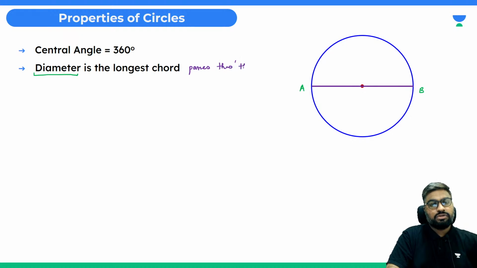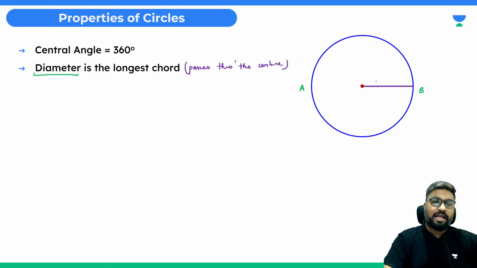Passes through the center. Clear? So a chord that passes through the center becomes the diameter. Hi Pragya. बढ़िया, clarity मिल रही है guys यहाँ पे? Yes. Now half of the diameter is called radius. So OB is the radius. Half of the diameter is radius.